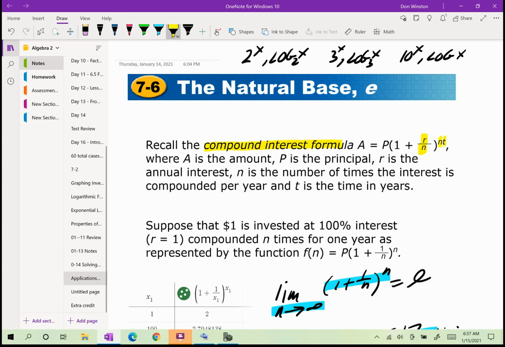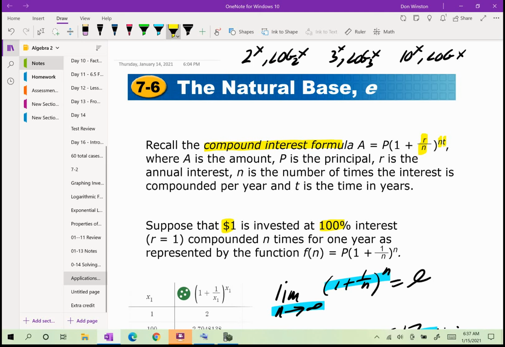So let's ask this question. What happens if P is a buck? We're going to invest a buck. It's going to be invested at 100%, so r is going to be 1. And we're going to invest only for 1 year, so t will equal 1.